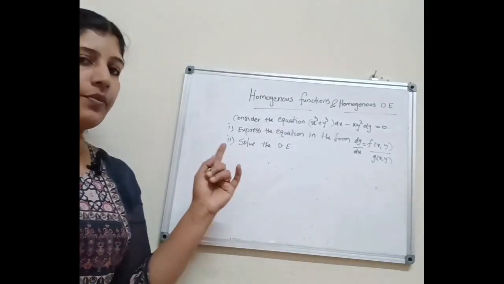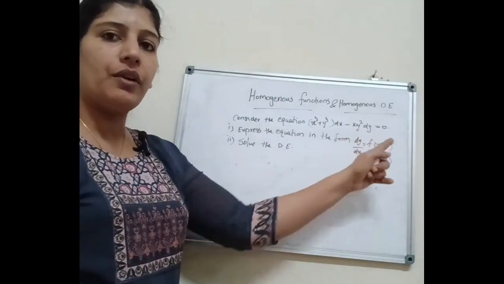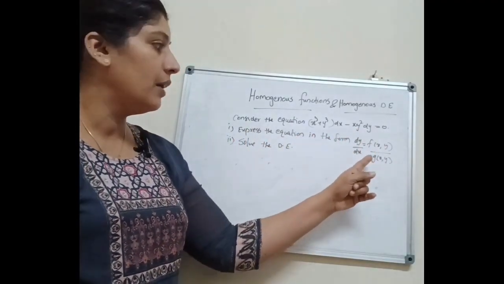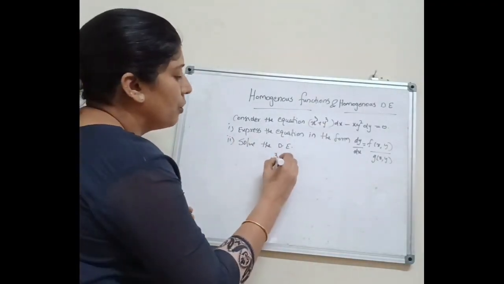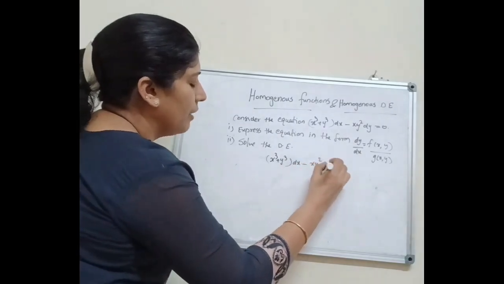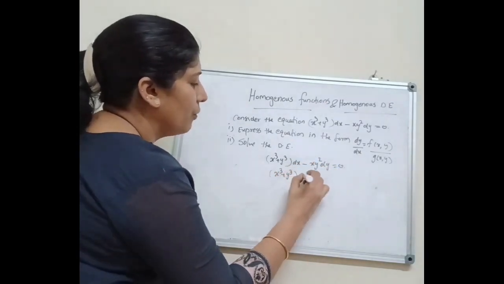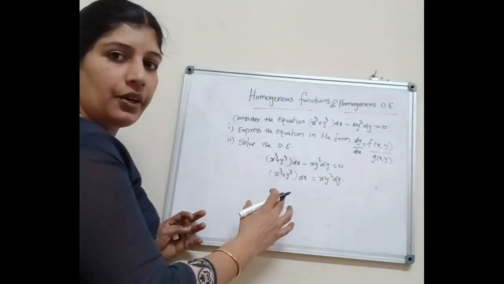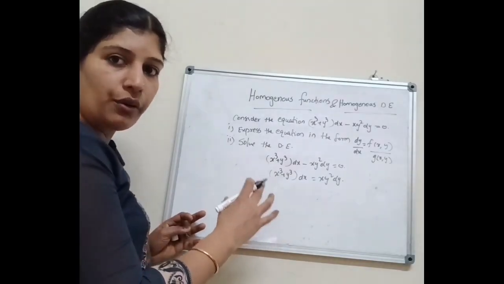Next question. Consider the equation (x cube plus y cube) dx minus xy square dy equal to 0. Express the equation in the form dy by dx equal to f of x, y by g of x, y. Next, solve the given equation. Here given (x cube plus y cube) dx minus xy square dy equal to 0. That implies (x cube plus y cube) dx equal to xy square dy. Next, we have to write this equation as a homogeneous differential equation, that is, of the form dy by dx equal to function of x and y.